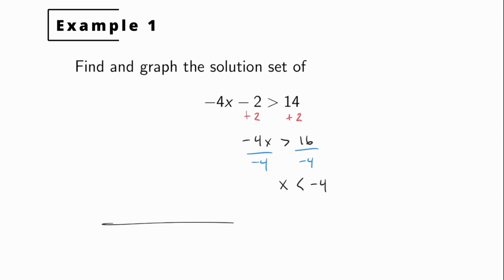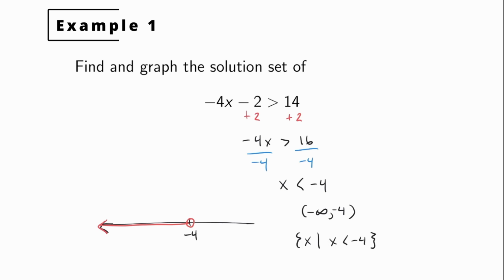On the number line, if I want to graph this, here's -4. Less than -4 means to the left, so we just graph to the left of -4. I'll use an open circle here to indicate that we're not including -4 in the solution set. If I want to write this as an interval, the left endpoint would be -infinity and the right endpoint would be -4, which is not included. In set builder notation, we have x such that x is less than -4.